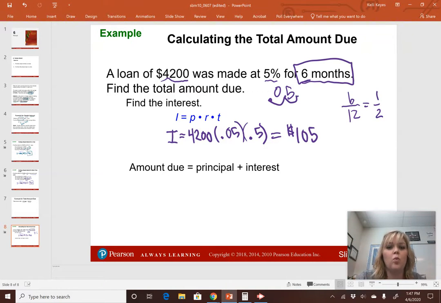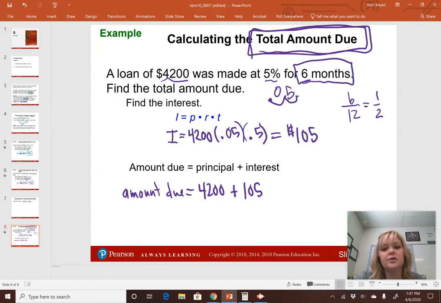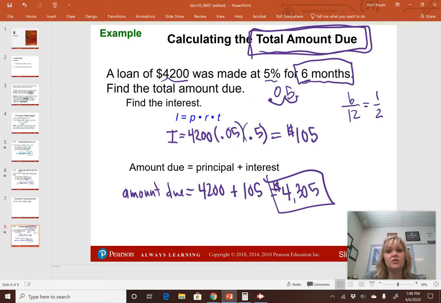But the question is wanting to know the total amount that's due. So that means we have to add the principal amount, which was borrowed, plus the interest that was accrued. So the amount due will be 4,200 plus 105, which is $4,305. That would be the total amount due on that loan after 6 months.